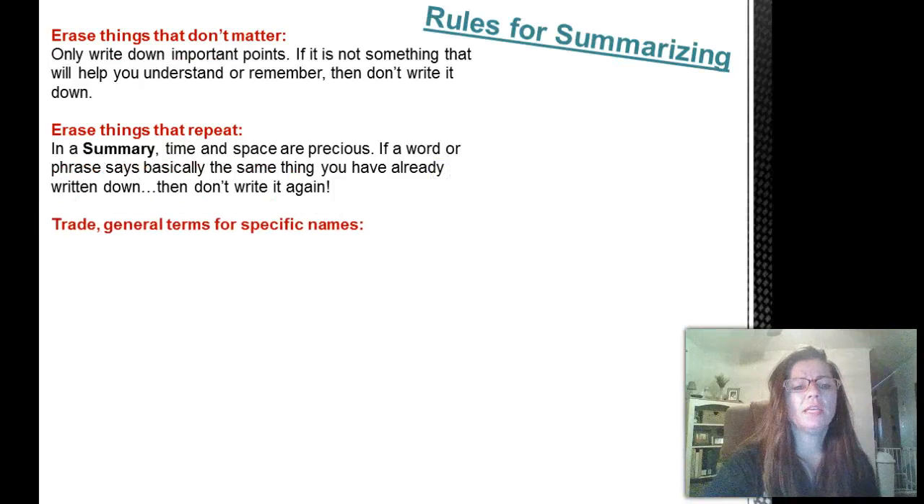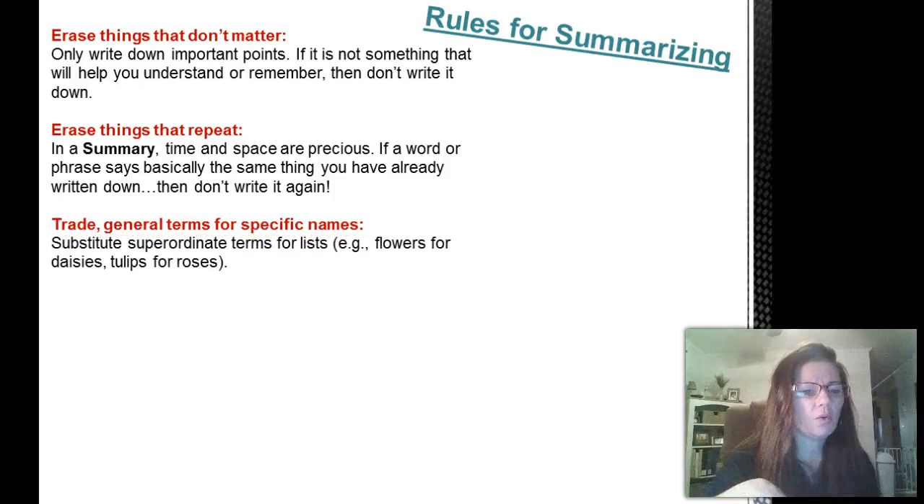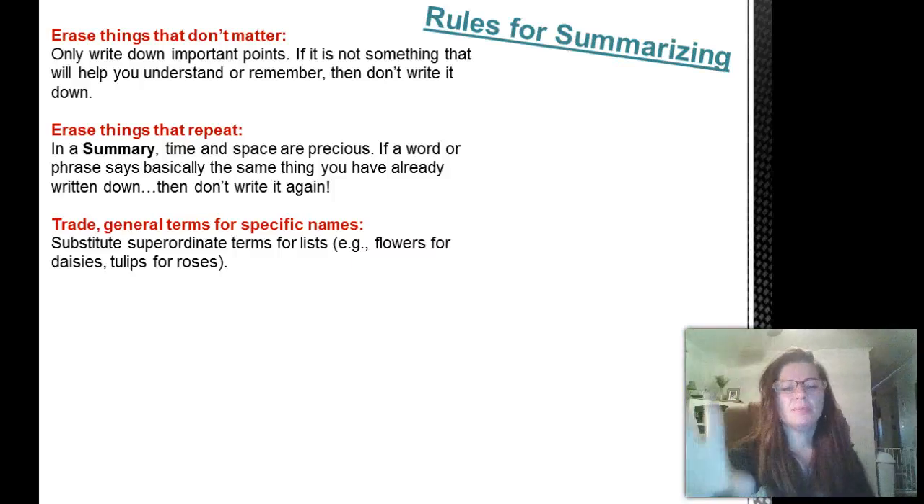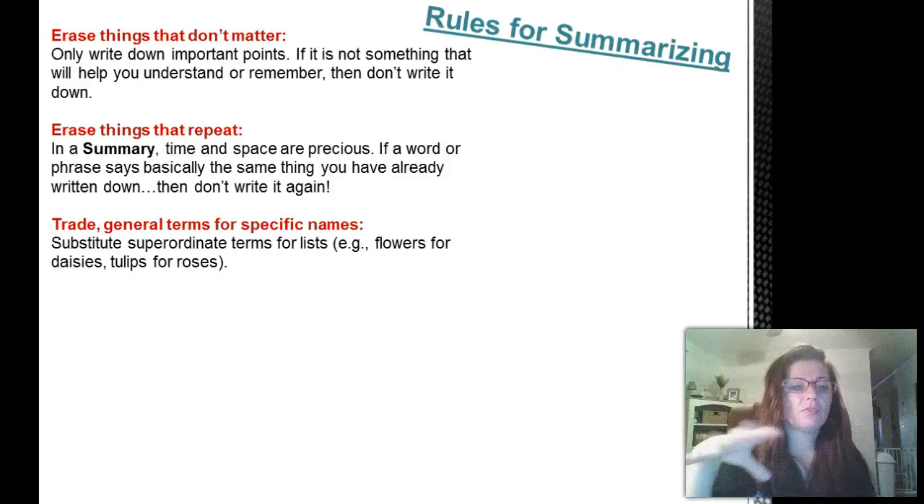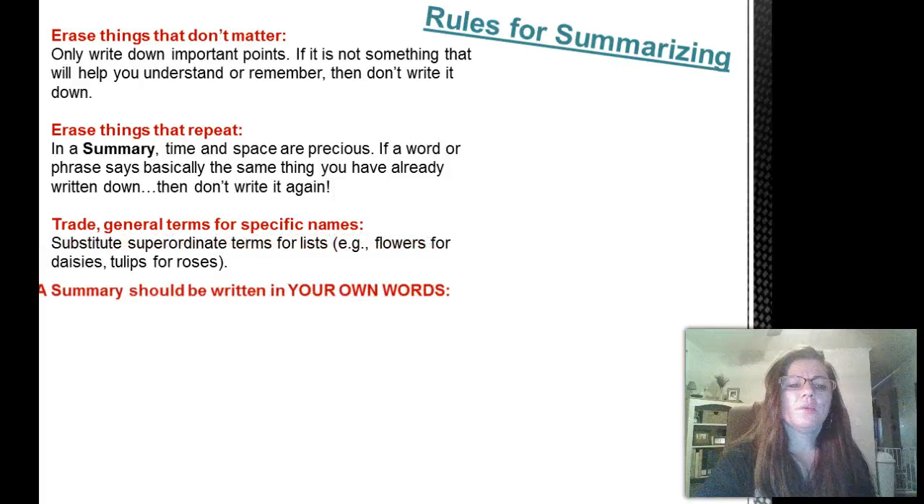Next we have trade general terms for specific terms. What does that mean? It means to substitute superordinate terms for lists. Where did that word come from? I don't even know that I used that word. But anyway, it means that instead of saying daisies or tulips, things like that, you want to say flowers for all of those things in general in your summary.